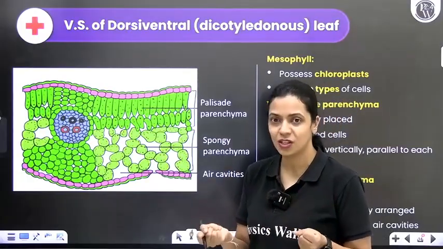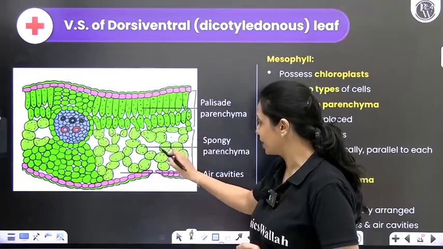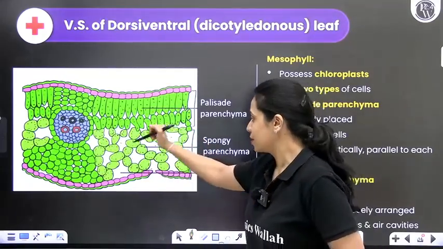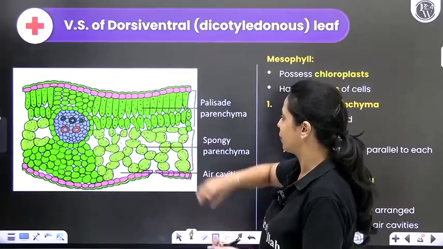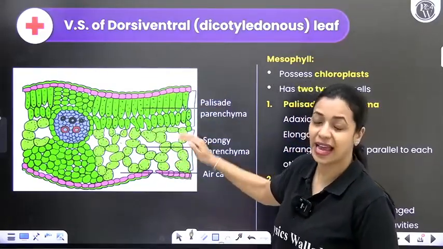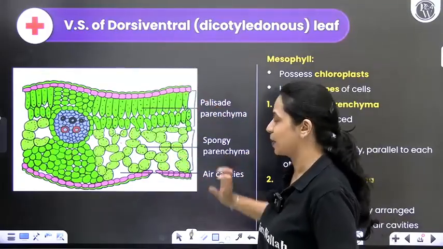Because, like a sponge that has a lot of pores and spaces, even here in between the cells there are a lot of spaces present. Okay, so here you can see there is a difference between the upper and the lower regions of the mesophyll. Towards the adaxial epidermis, you have palisade. Towards the abaxial epidermis, you have spongy parenchyma.